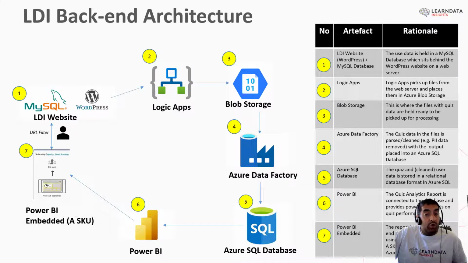Those files are then stored on a web server and picked up by Logic Apps, which is the Azure equivalent of Power Automate. I personally generally prefer to use Logic Apps because it's not tied to specific Office accounts and doesn't require premium licensing to connect to things like SQL Server. Logic Apps then picks up the files and stores them in blob storage so that they can be picked up by Azure Data Factory for processing.